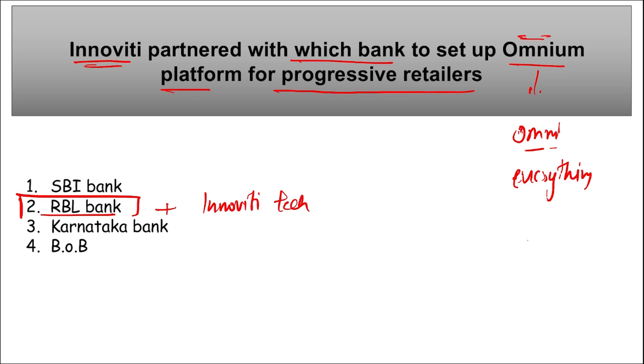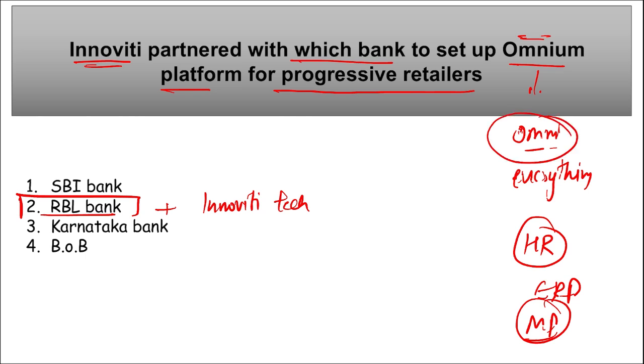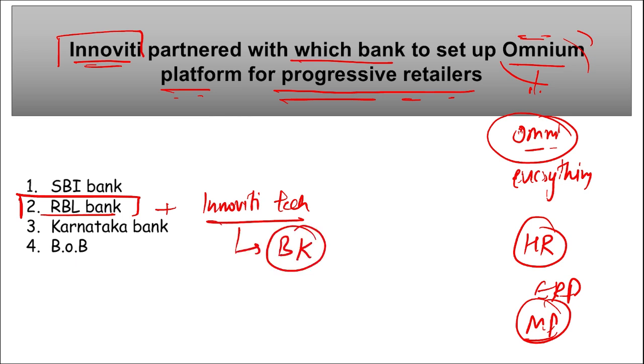This will enable the retailers to integrate this process across. Human resource will also be there, then enterprise resource planning, marketing platform will be included in this, payment platform will be included in. That is the reason it is Omni, that means it contains everything. So this Omnium platform for progressive retailers, for businesses, was launched by Innoviti Private Limited, that is partnered with RBL Bank. Now this Innoviti Tech Private Limited, this is a Bangalore, Karnataka based company, right? So take a note of this.